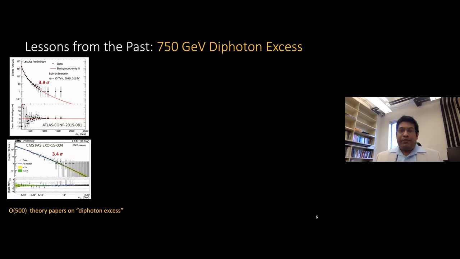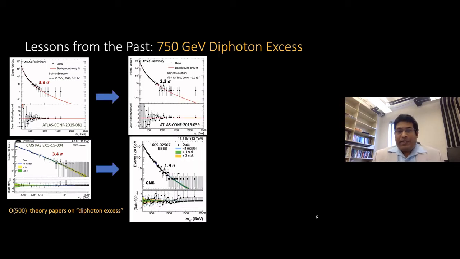Now let's take another example, which most of you will be familiar with. This is the 750 GeV diphoton excess. In late 2015, I believe, there was this excess in the diphoton channel in both ATLAS and CMS, and the significance was actually quite high, roughly around the 4 sigma level. There are more than 500 papers written on this. But it just turns out that it was just a statistical fluctuation.